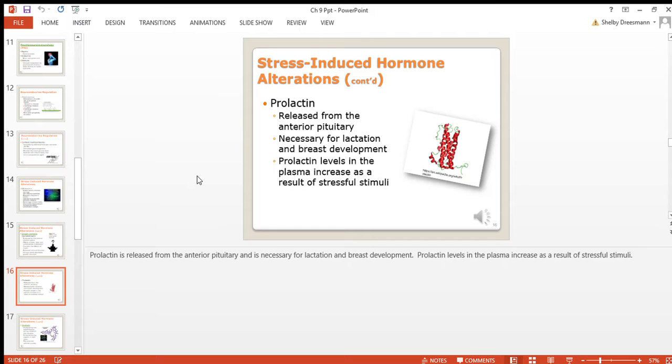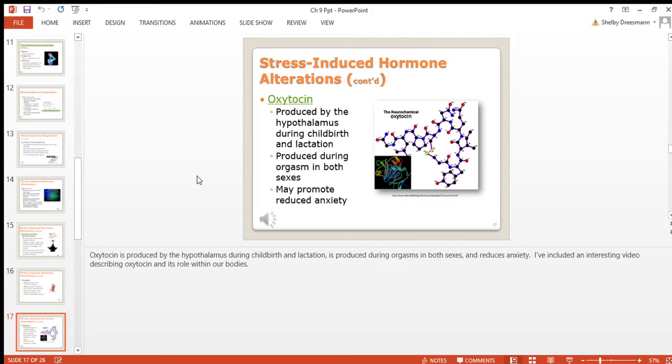Oxytocin is produced by the hypothalamus during childbirth and lactation. It's produced during orgasms of both sexes and reduces anxiety. So yeah, cool. Reduces anxiety. Hop on it, right? Okay, never mind. I did not say that.